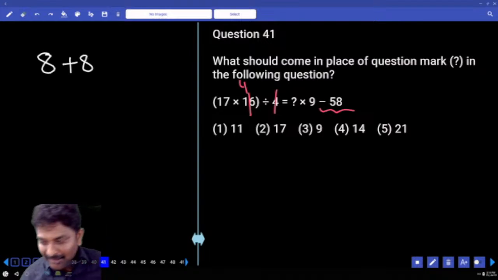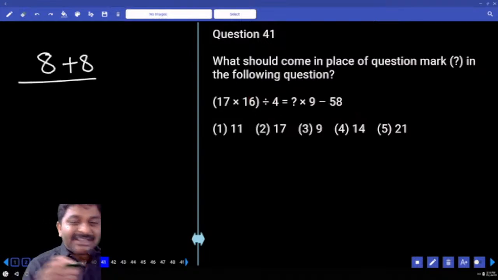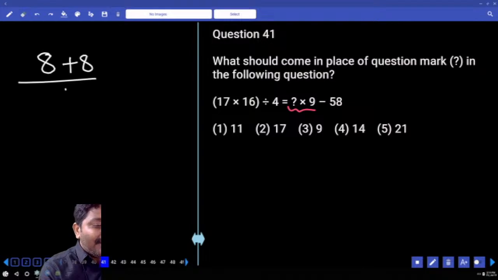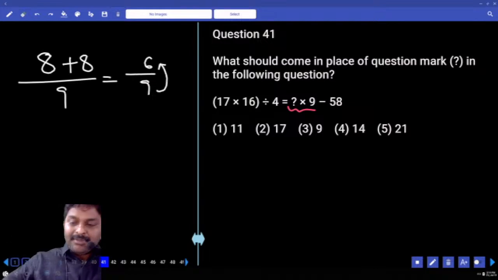If minus 58 comes to left hand side, it becomes positive and ends with 8. Now right hand side, this entire value is equal to 9 into x only. Now take 9 to left hand side and it comes in the denominator. 9 into which number ends with 6? How many? Done.